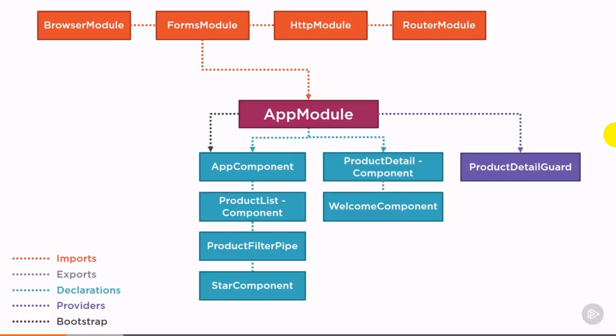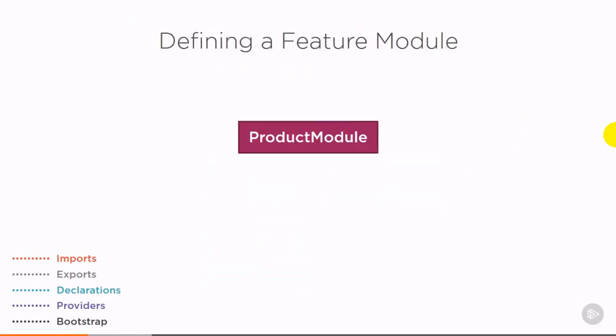The first thing we want to do is extract some of these pieces into feature sets. We can then create a feature module for each feature set. Using feature modules helps us partition our application into logical groupings with separate concerns. Our first step is to define a new feature module. Creating a feature module involves defining a new module file, product module in this example, and reorganizing the pieces of the application so that all of the associated feature pieces and everything they need are here in this module.